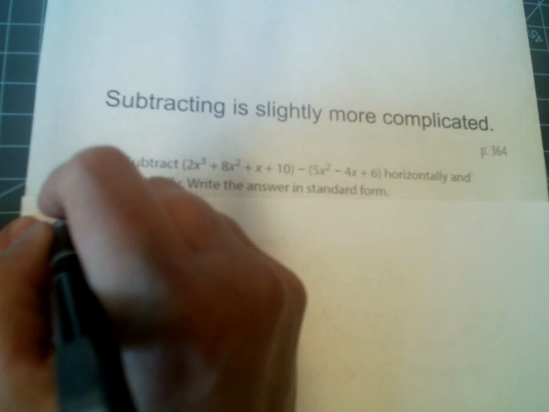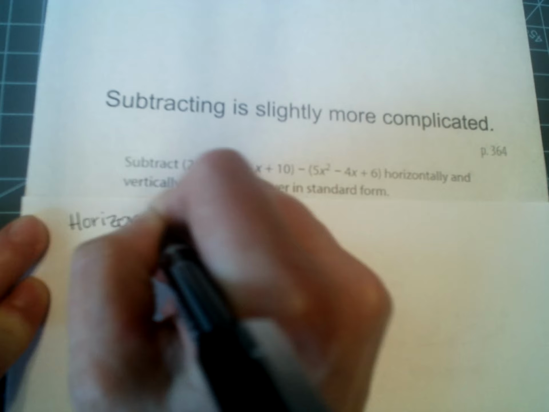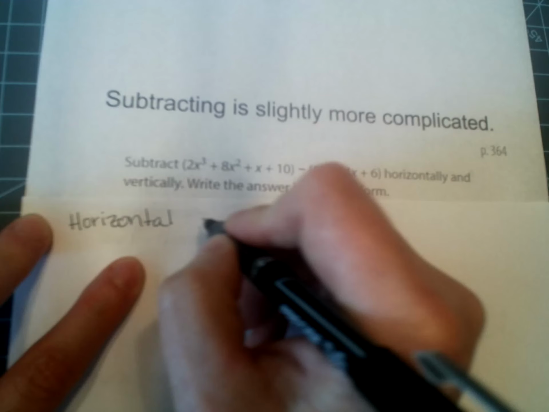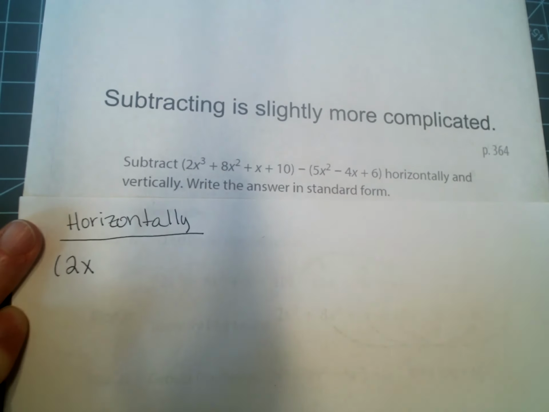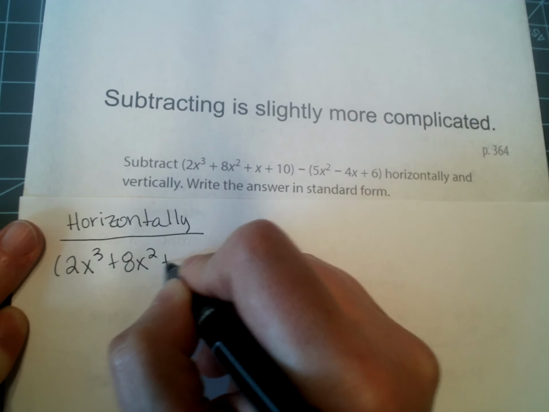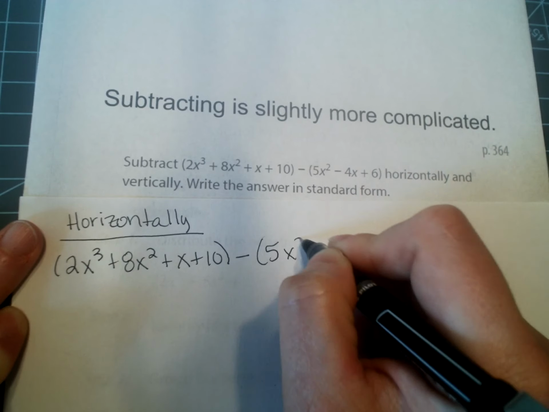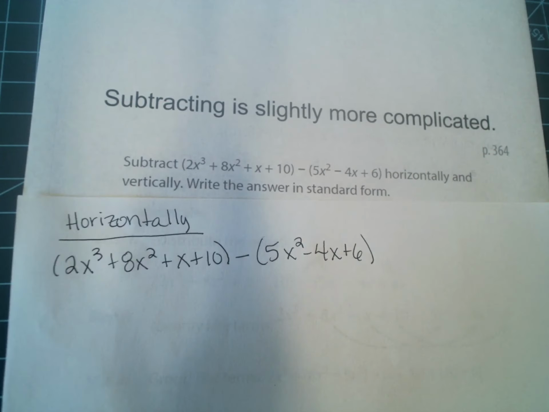it looks just like this. So I'm going to write it out. 2x to the third plus 8x squared plus x plus 10 minus 5x squared minus 4x plus 6. And we're going to match up the like terms just like we did with addition. But before we can do that, I have to take this minus sign and change it to a plus.